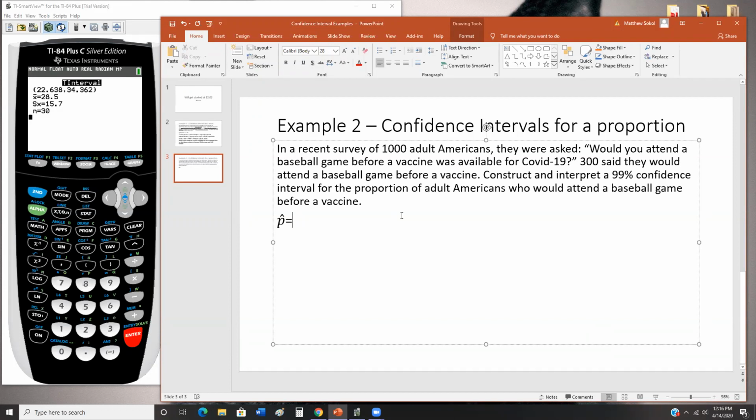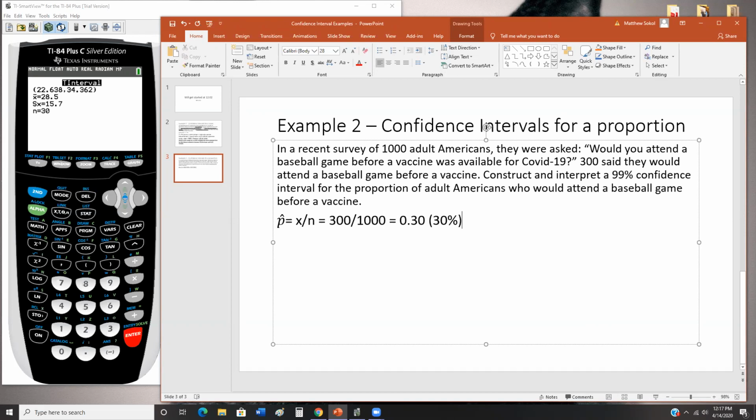All right, so from this poll that came out, we can introduce p hat, which you learned about last week. It's just the sample proportion, equal to x divided by n. So you take the 300 people who said they would attend a baseball game, divide it by the 1,000 people in the sample. And what we're saying here is that 30% of adult Americans said they would attend a baseball game without a vaccine. So now here's the whole reason you need confidence intervals.